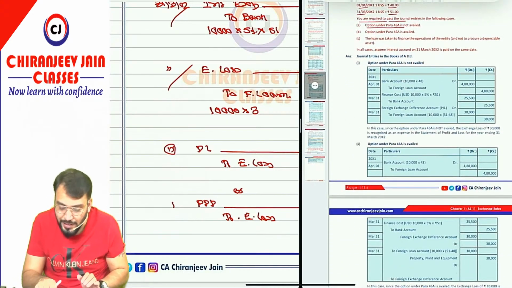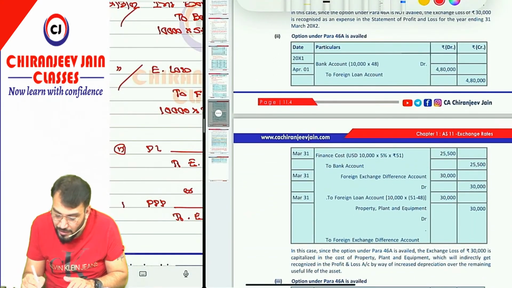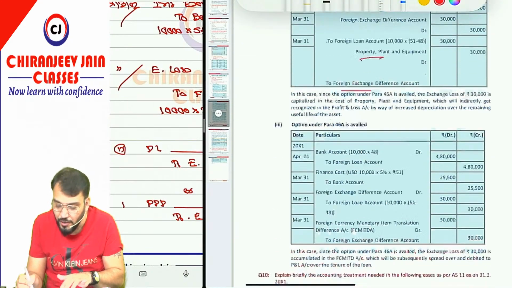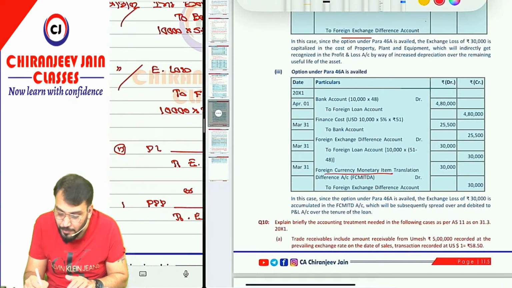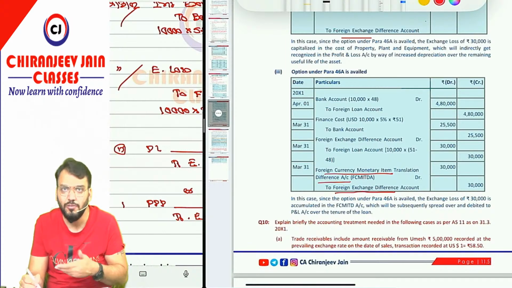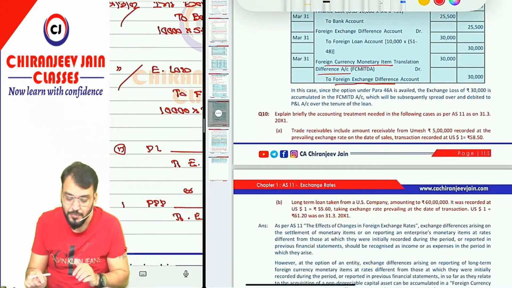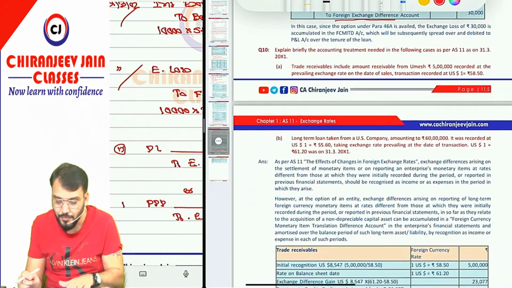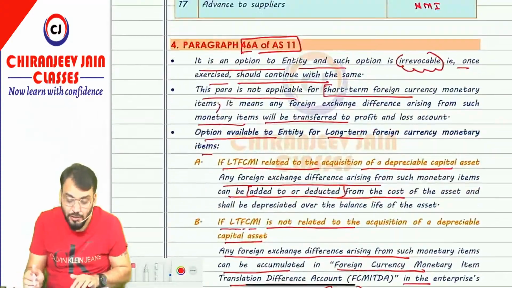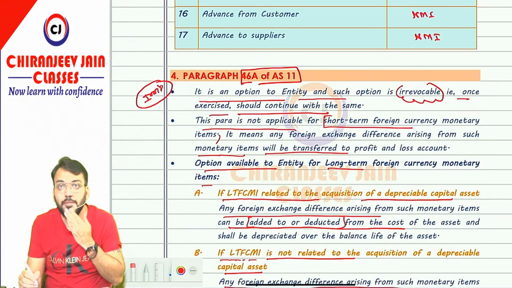So you can see in all cases they have kept the first three journal entries the same, and they have changed only the last journal entry: the PPE account debit to foreign exchange difference account, and here foreign currency monetary item translation difference account to foreign exchange difference account. Foreign exchange difference account means exchange loss account. You can also write exchange difference account. Okay? Yes sir. So this type of question can be asked. Got this point? I hope you have understood this point. This is very important from the exam point of view. Correct? Yes sir.